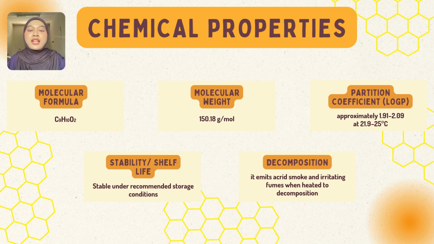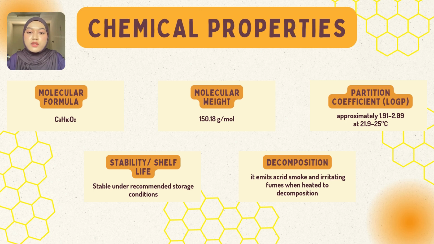So, let's go through the chemical properties first. To begin with, the molecular formula for methyl phenylacetate is C9H10O2, which indicates it consists of 9 carbon atoms, 10 hydrogen atoms, and 2 oxygen atoms. The molecular weight is 150.18 grams per mole. Next, we have the partition coefficient, commonly expressed as log P, which in this case ranges approximately from 1.91 to 2.09 at 20.9 to 25 degrees Celsius.